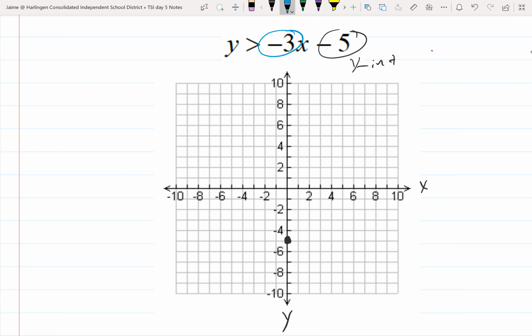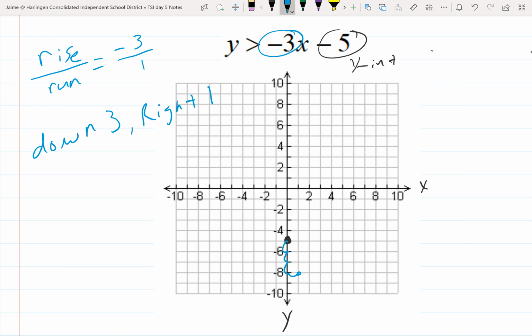Then my rise over run. My slope is -3. What should my run be? A 1. So since it's a negative rise, you're going to go down 3. And since my run is +1, you're going to go to the right 1, sorry. So down 3, to the right 1.